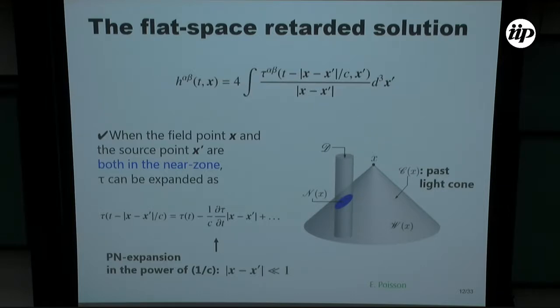So in this case, looking at the structure of the T alpha beta, the stress energy momentum tensor, the distance between the field and the source is quite small, so we can expand this stress energy momentum tensor in terms of the distance between the field point and the source point, x minus x prime. This is just a Taylor expansion of this quantity, and this generates the power series with the coefficient 1 over c.